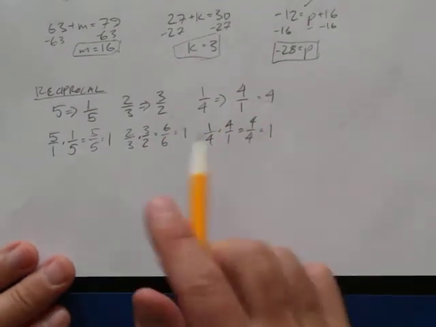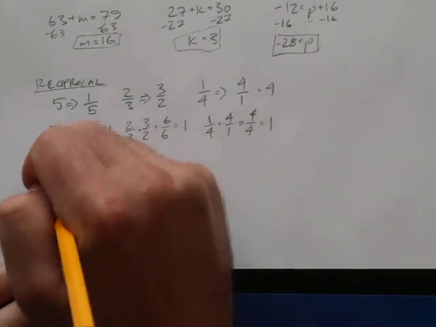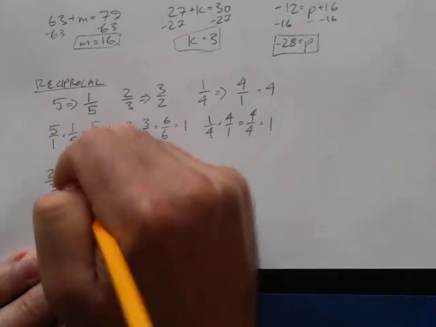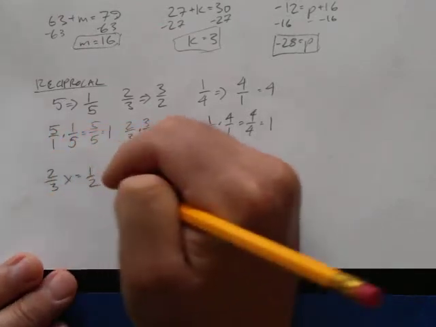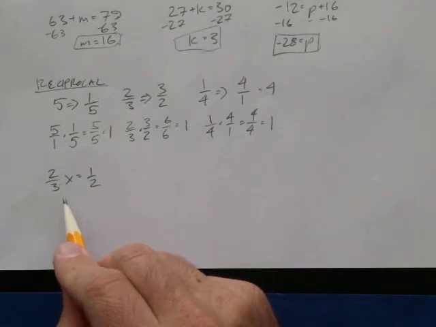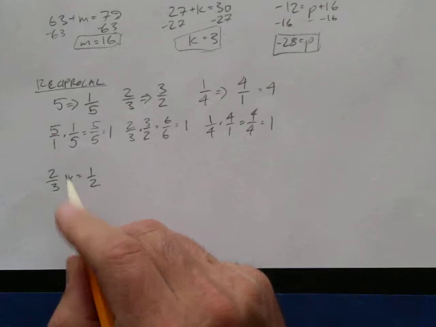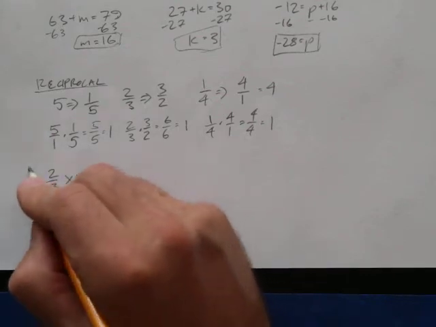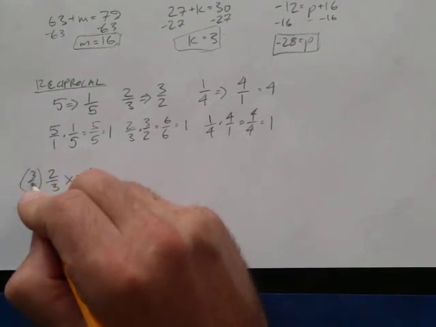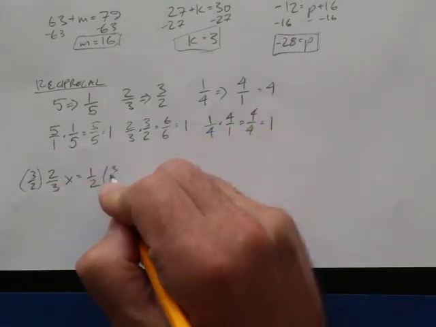So we need to use that in this next bit here. If I have 2/3 x equals 1/2, I want x to be by itself. I have 2/3 x right now. I want 1x. And so what I need to do is multiply this by the reciprocal of 2/3. And what I do to one side, I must also do to the other side.